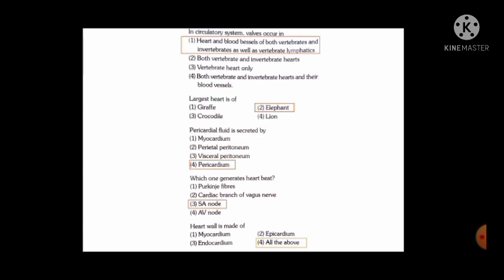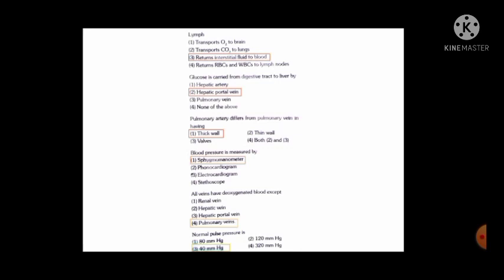Pericardial fluid is secreted by pericardium, which is the outer layer of heart. Protective layer of the heart is pericardium, which contains pericardial cavity to avoid friction between two layers. Which one generates heartbeat? Sinoatrial node generates heartbeat. Heart wall is made up of myocardium, epicardium and endocardium. These three layers are present in the heart.